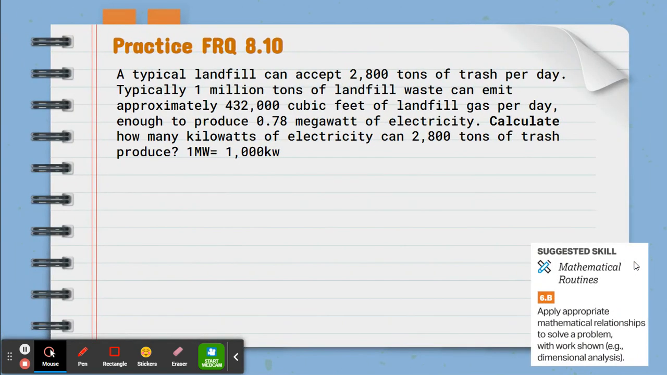All right, folks, that brings me to the practice FRQ. And as you'll see, this one pertains to a little bit of math. Make sure that you write your answer in the Edpuzzle and on your FRQ journal.